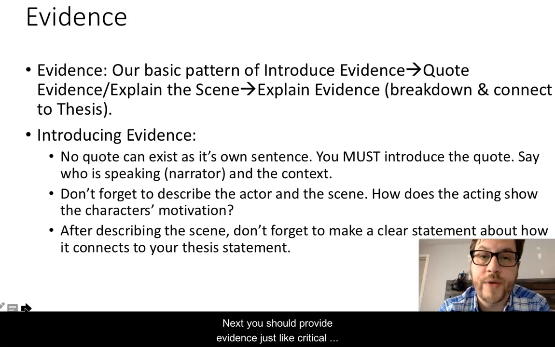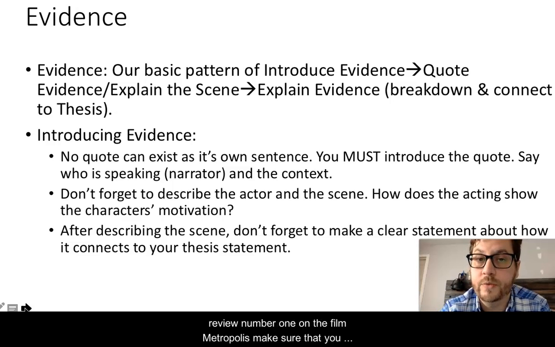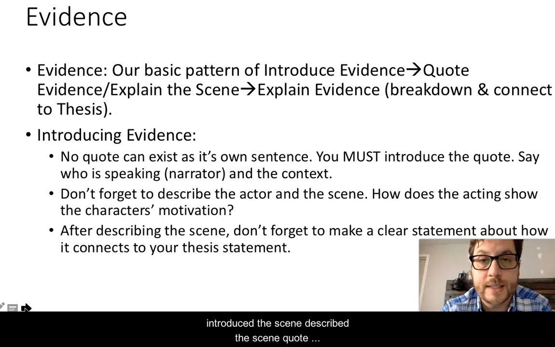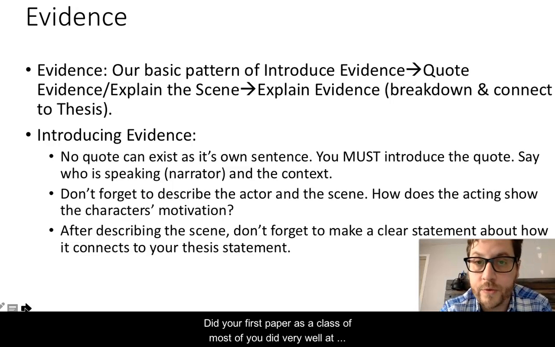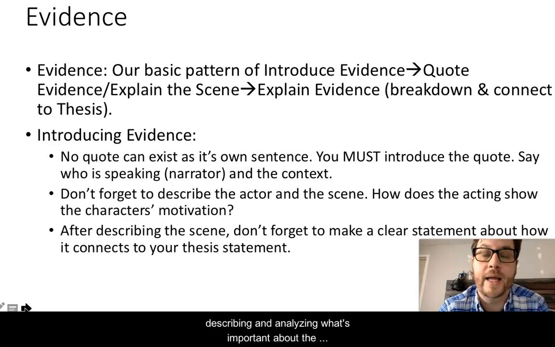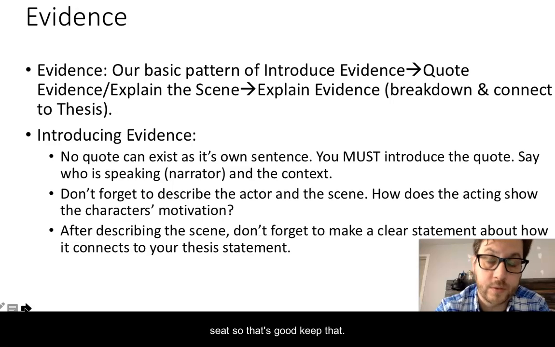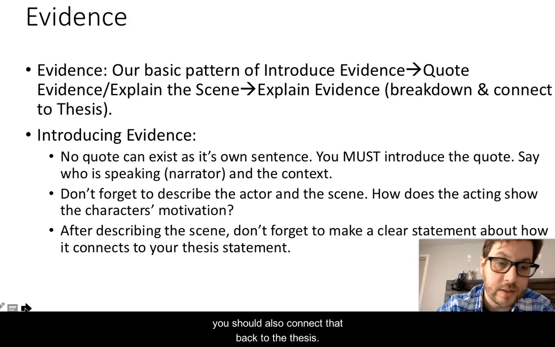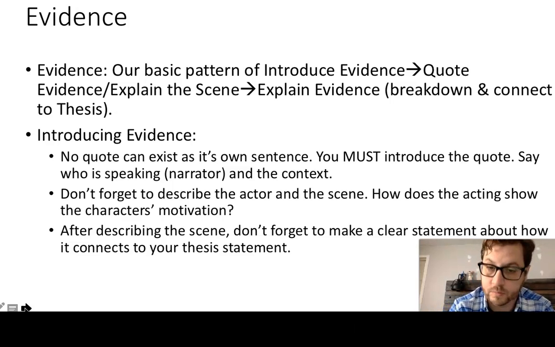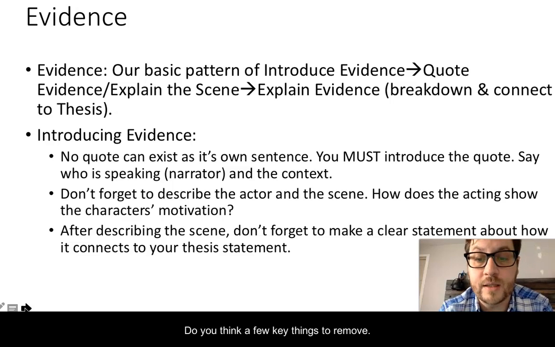Next, you should provide evidence. Just like critical review number 1 on the film Metropolis, make sure that you introduce the scene, describe the scene, quote any dialogue, and then explain the scene. In your first paper as a class, most of you did very well at describing and analyzing what's important about the scene. So that's good. Keep that up. For this paper, however, it's important to remember that you should also connect that back to the thesis statement.